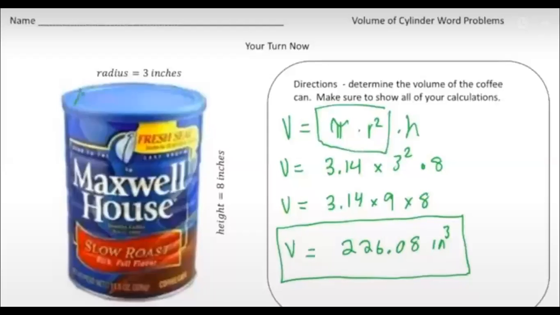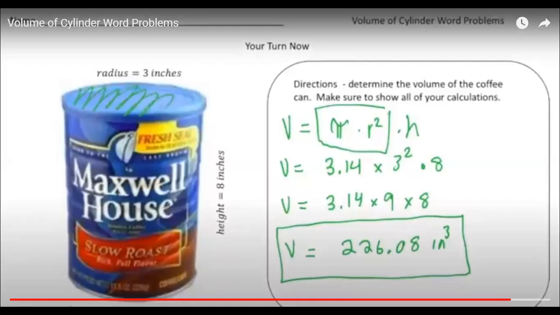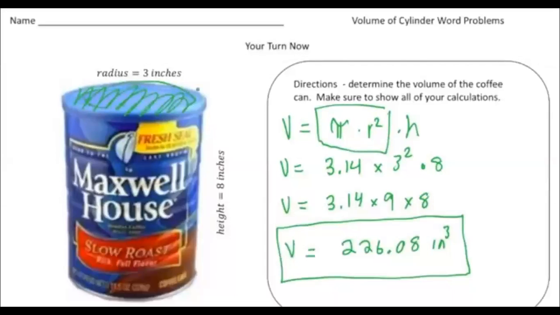Which is pi times r squared times h, okay? And the thing about this is, this pi times r squared, you can actually see with the top of the can. It's right here. So it's the area of the base, and then times the height, which is 8 inches. And when you do that, you get 226.08 cubic inches, and there it is. All right, how'd you do?